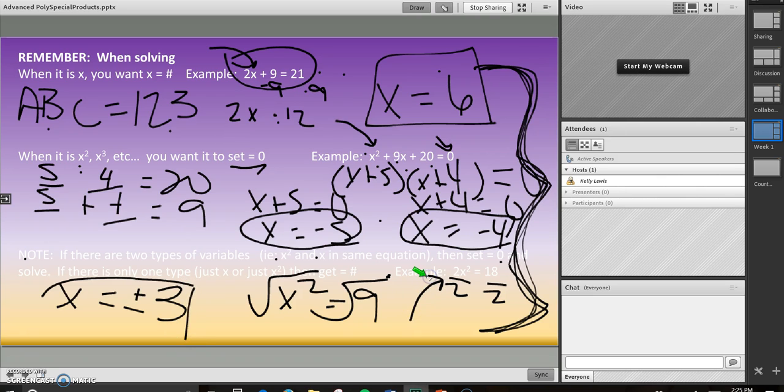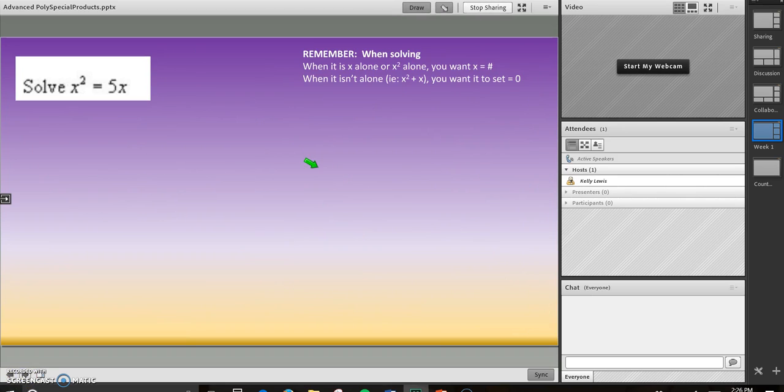These kinds of problems where it's x squared by itself, we're going to learn how to solve later in the semester. But I just kind of want to reiterate, when x is by itself, you want x equal to a number. When x squared is by itself, you want x equal a number. When you've got a mix together, like x squared and an x, you set it equal to 0 and you solve it, normally by factoring. So here, we want to solve this, so we need to set it equal to 0. So I'm going to move that 5x over and solve it.